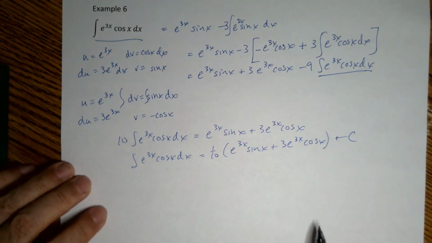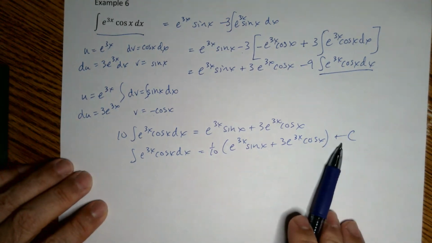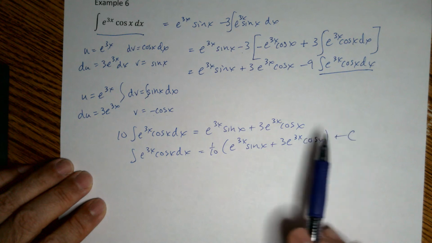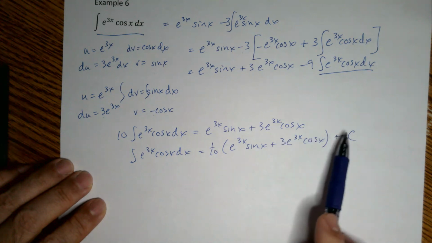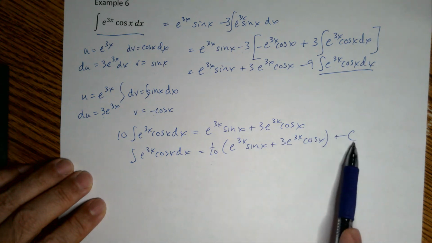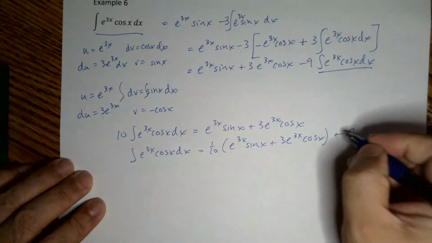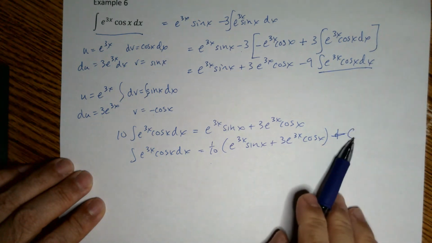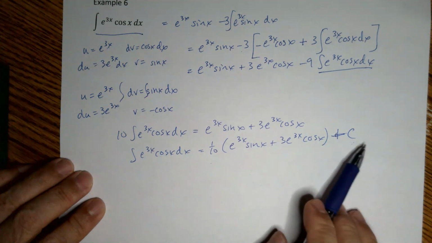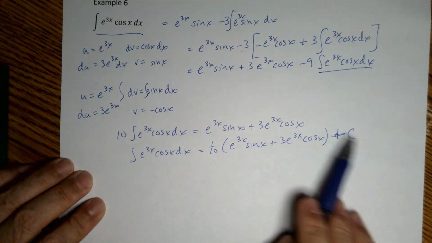Some of you may be wondering, isn't it too late to add c? Can I add it earlier? You probably could. But be careful though, you don't want to do c over 10. Remember, c is an unknown constant, so there's no point in putting an unknown constant over 10. Just leave it c. Even if you do add c earlier, don't put c over 10. Just leave it as c.